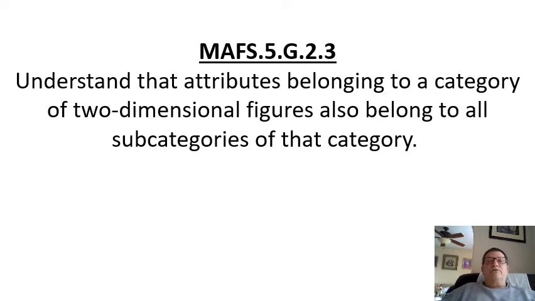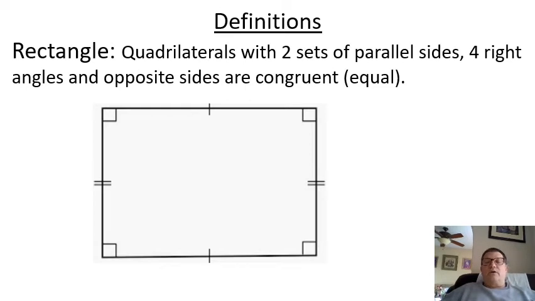Now, once again, we're still doing MAFS 5G23, which is understand the attributes belonging to a category of two-dimensional figures also belong to all subcategories of that category. In other words, just like we saw yesterday, a parallelogram was also a trapezoid, which is also a quadrilateral, which is also a polygon. So all those are subcategories. All right, let's take a look at our definitions.